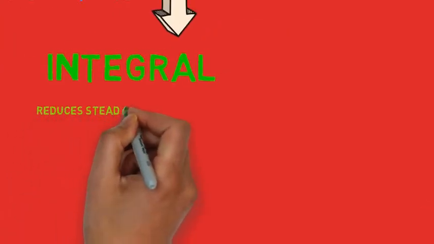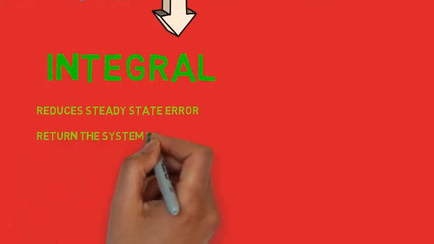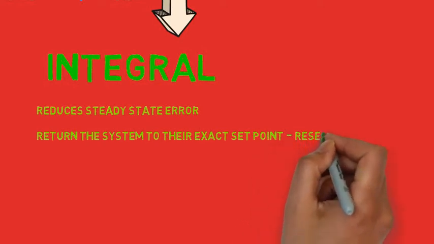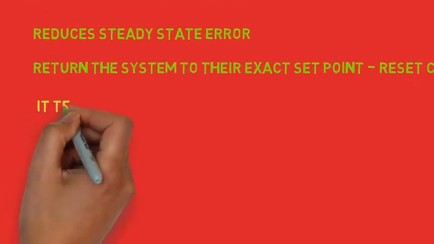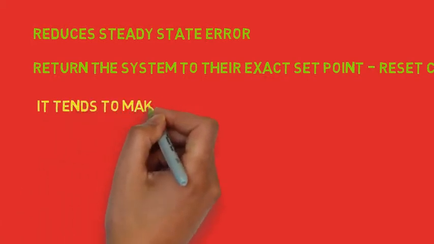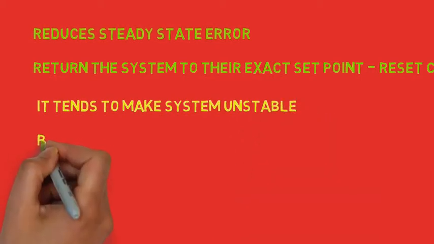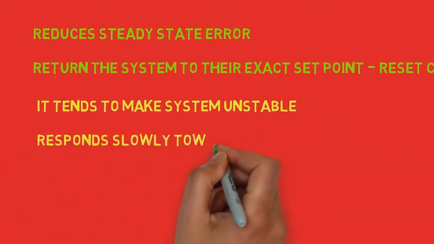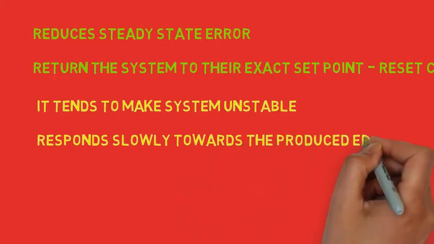Now for the integral controller, let us learn about it. It reduces the steady state, or offset, error occurring in the proportional controller and has the special ability of returning the system to its exact set point, and for this reason it is also called a reset controller. However, it has the disadvantage of making the system really unstable, as it responds really slowly to the produced error.